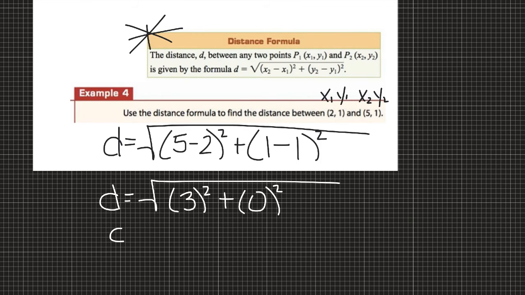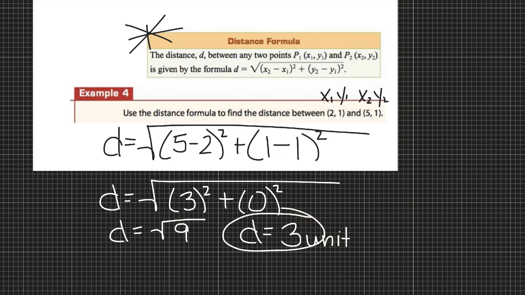Oh, look at this, friends. D is equal to the square root. 3 squared is 9. We know the square root of 9. The distance is equal to the square root of 9. What's the square root of 9? 3. So the distance between these 2 points using the distance formula is 3 units. Whenever we're not told feet, inches, yards, we just use the word unit. So it's 3 units. Okay.